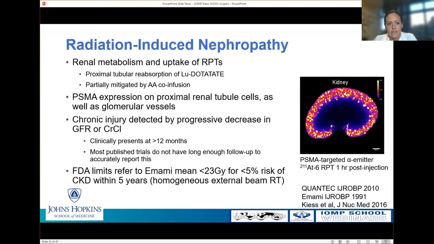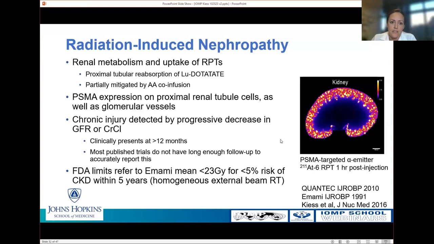The kidney is a particularly difficult problem because renal toxicity is very common due to renal metabolism and clearance of radiopharmaceutical therapies. For lutetium dotatate in particular, there's proximal tubular reabsorption, and that is what is partially mitigated by the amino acid co-infusion. And for PSMA-targeted therapies, there's actually PSMA expression also on the proximal renal tubule cells, as well as in the blood vessels of the glomeruli in the kidney. So this is an image from a study that Dr. Hobbs and Dr. Sgouros and I did together on an alpha emitter, and this is an alpha camera image of the kidney 1 hour after administration of a PSMA-targeted astatine 211 agent, showing the proximal renal tubule and glomeruli uptake.